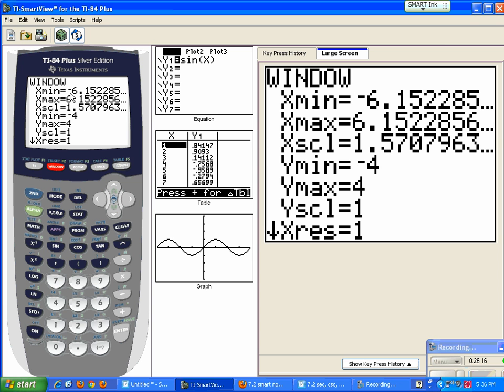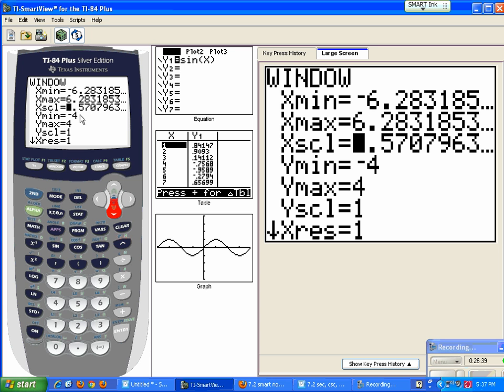So zoom trig, if you notice you have -6.15, which is very close to -2 pi. So I like to put in the actual value. So I'm going to put in -2 pi. And then here I'm going to put in 2 pi, because I'm going to graph it from -2 pi to 2 pi.